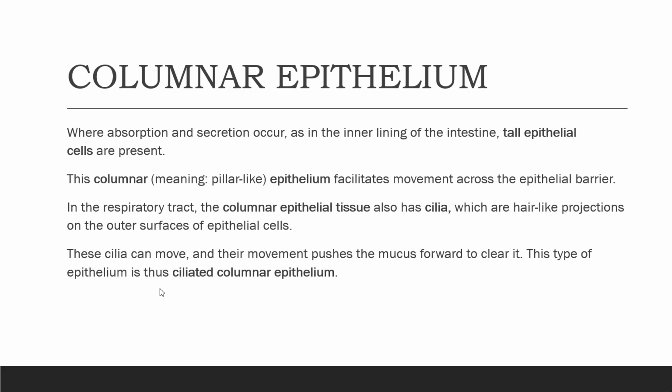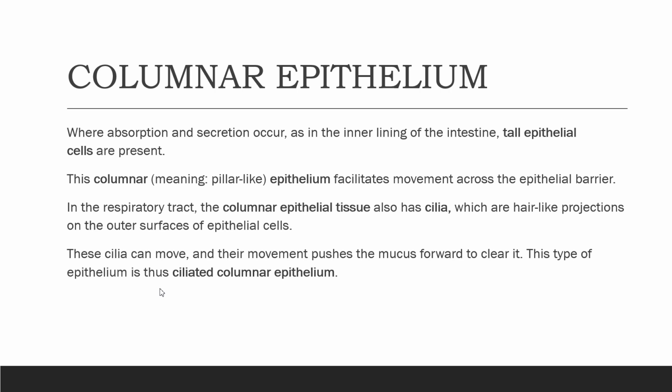Yes, next is columnar epithelium, where absorption and secretion occur, as in the inner lining of the intestine. Tall epithelial cells are present. Columnar means pillar-like epithelium, which facilitates the movement of substances across the epithelial barrier.